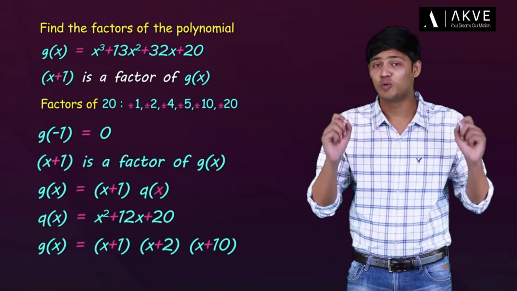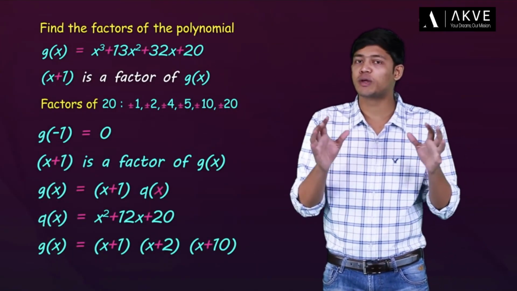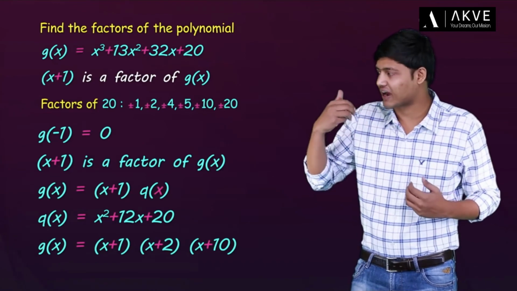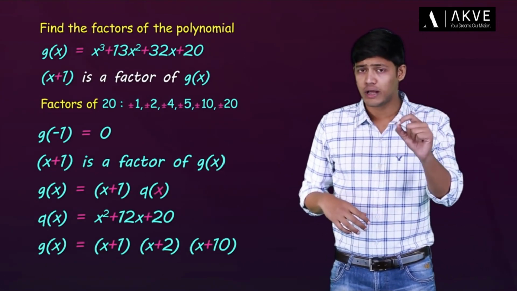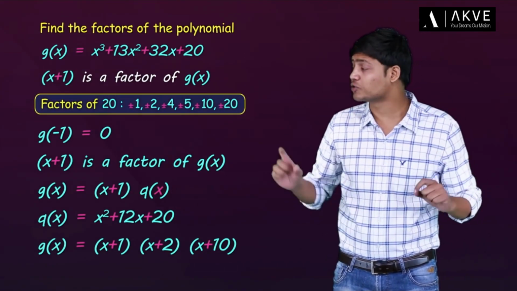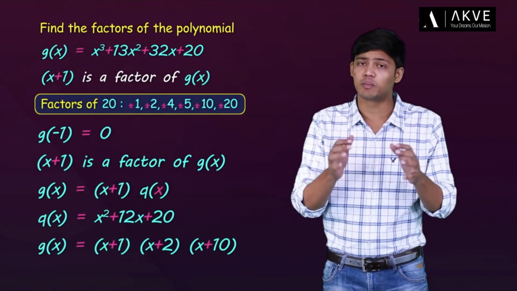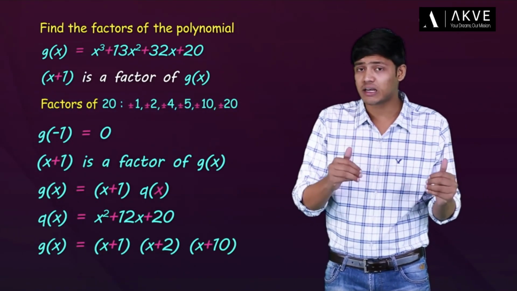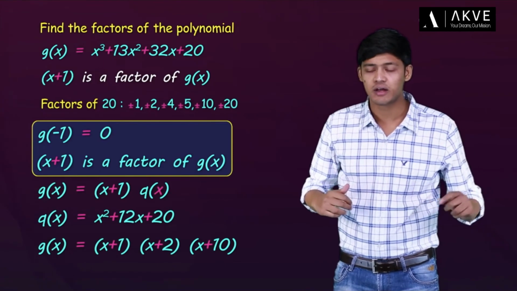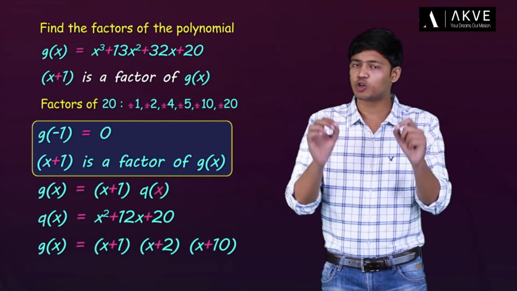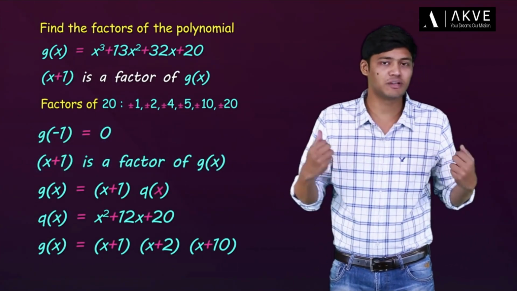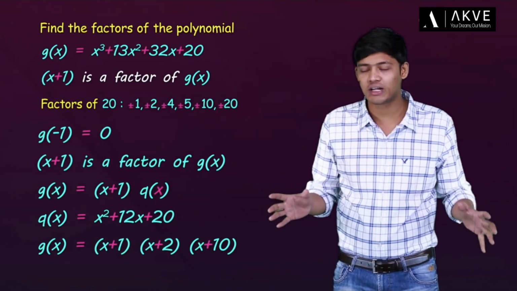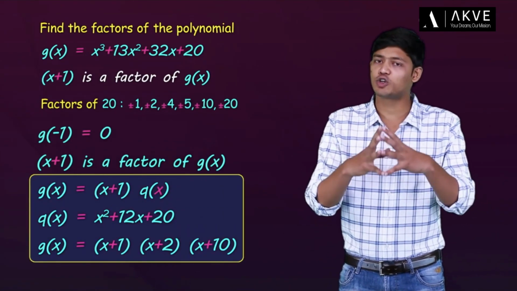So this is how we find factors of a cubic polynomial using the factor theorem. So first we find the factors of the constant term of the cubic polynomial, and then using those factors we find one factor of the cubic polynomial, and from there we can easily find the remaining two factors of the cubic polynomial.